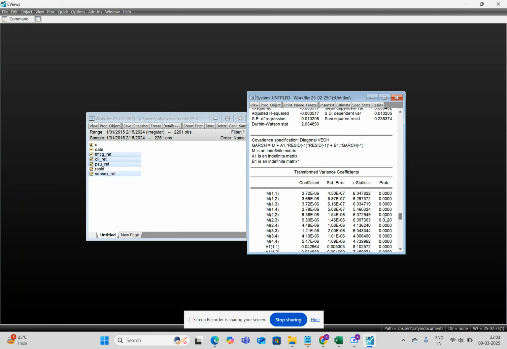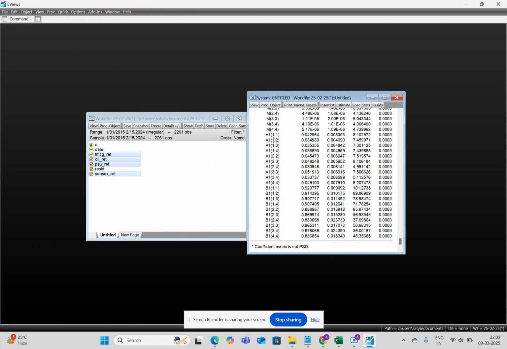Okay, so here it is important: the A1 specification and the B1 specification. The A terms basically show the news impacts, right? And the B terms show the volatility impacts. As you can see, the volatility impacts are like 0.9, 0.8, they're very high, right? However, the news impacts are lesser, like 0.04, 0.03. The volatility impacts are high, and the off-diagonals have been restricted here because it is a diagonal VECH model. So if you know the theory, you would understand it very well. Okay, the M terms are the constants in the variance equation.